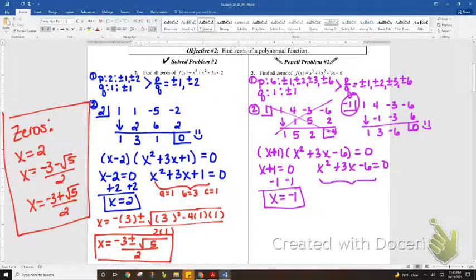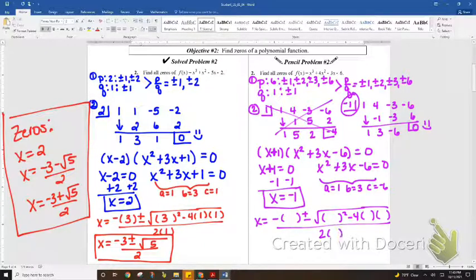Now this one here, again, we cannot factor that, so we're just going to have to use our quadratic formula. So we know our a is 1, our b is a positive 3, and our c is a negative 6. So we have x equals negative b plus or minus the square root of b squared minus 4ac all over 2a. Plug them in. Alright, so when we do this, we get negative 3 plus or minus the square root of, I've got 9 plus 24 is what, 33, all over 2.